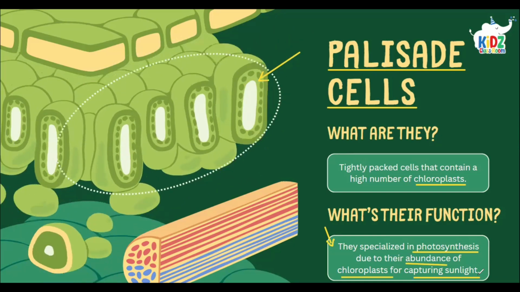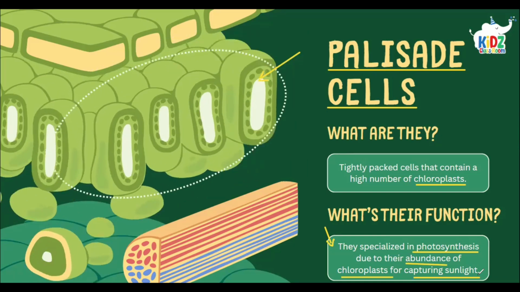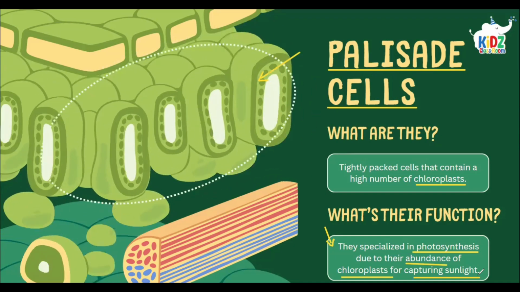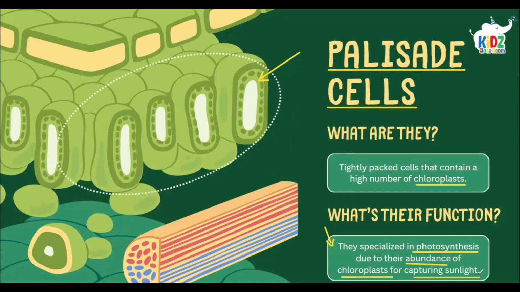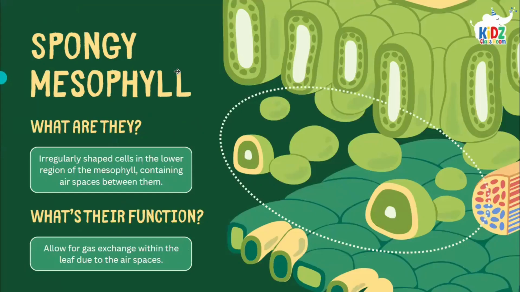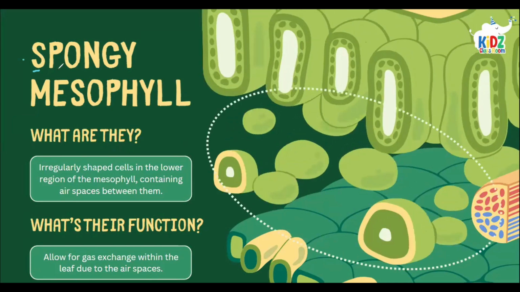So palisade cells are tightly packed cells which contain a high number of chloroplasts, and their basic function is to perform photosynthesis. Why? Due to their abundance of chloroplasts for capturing sunlight. So let's discuss another part of the leaf. Okay, so beneath the palisade layer is the spongy mesophyll.